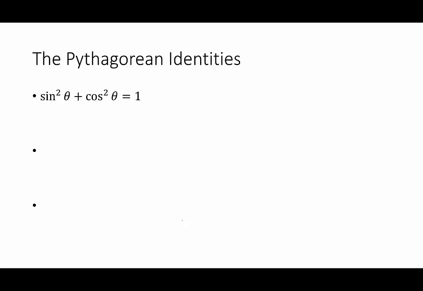How do we come up with the other two? Well, take sine squared theta plus cosine squared theta equals 1 and divide everything by sine squared theta. What's that going to give me? Sine squared theta divided by itself is 1. Cosine squared theta divided by sine squared theta is cotangent squared theta. And 1 over sine squared theta, that's the reciprocal function, cosecant squared theta. So there's the second Pythagorean identity.